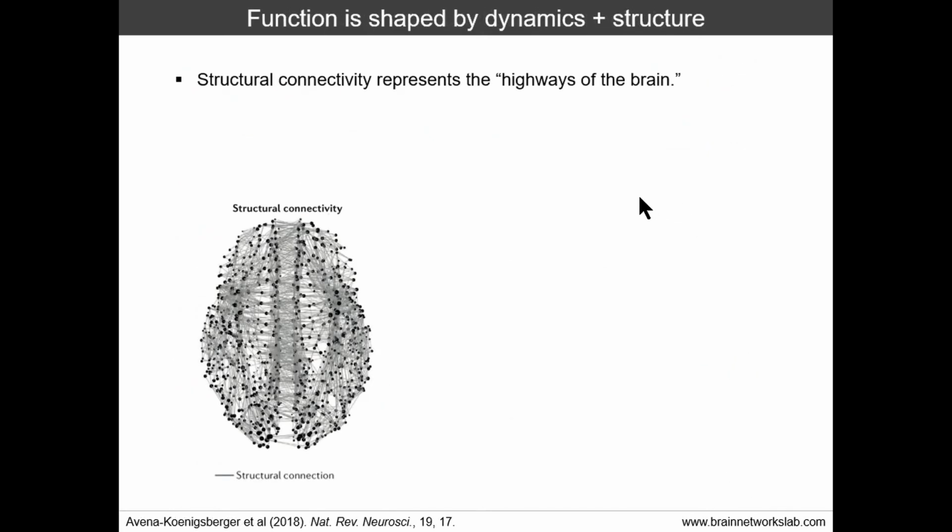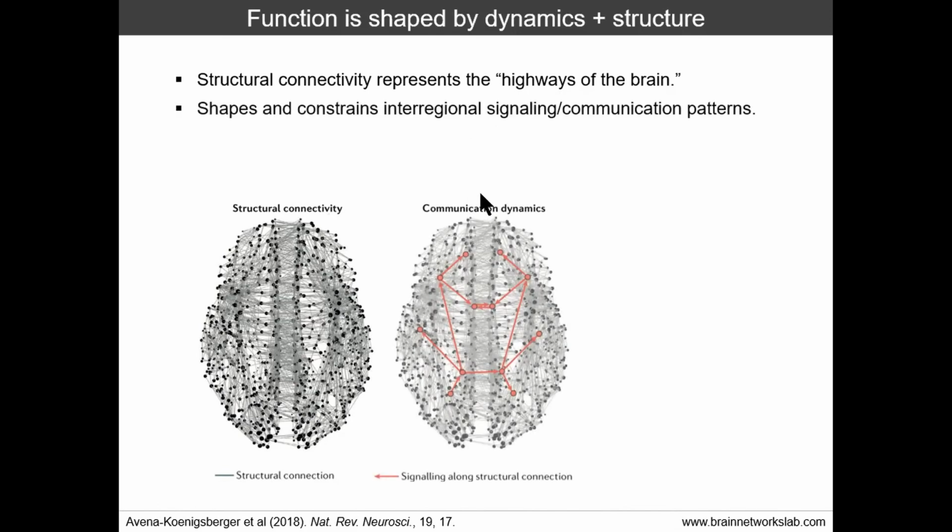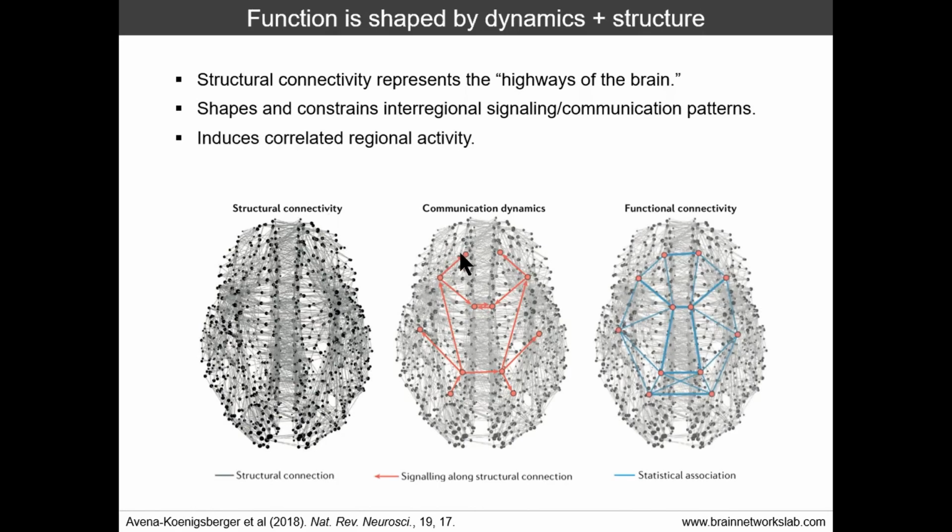And the relationship that we posit is as follows, and I've already hinted at this, but structural connectivity, the white matter pathways, represents the highways of the brain. It represents the conduits along which signaling occurs. That signaling, that communication between brain areas, is taking place along structure, and the net effect of these communication processes is correlated activity, which we measure with fMRI. So structural connectivity serves as a stable backbone that structures the flow of activity, the flow of communication, and the end result is correlated brain activity.